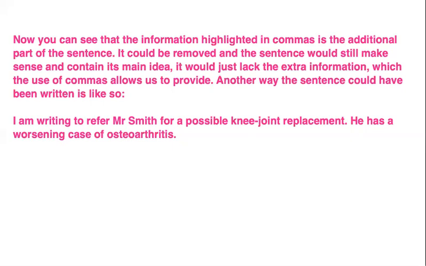طيب ممكن نكتب the same sentence with another way, okay, or in another way. ممكن نكتبها أو transfer into 2 sentences. For example, I'm writing to refer Mr. Smith for a possible knee joint replacement. He has a worsening case of osteoarthritis. طيب ممكن نعمل حاجة لطيفة هنا كمان. ممكن نشيل خالص الفيرست stop ونشيل هي ونحط who, and who will be preceded by a comma. طبعا هيكون قبلها comma.